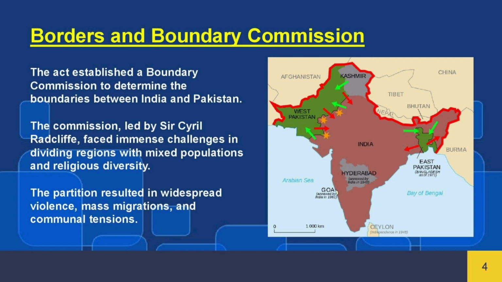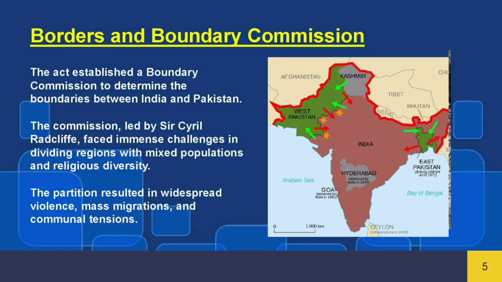Borders and Boundary Commission. The Act established a boundary commission to determine the boundaries between India and Pakistan. The commission, led by Sir Cyril Radcliffe, faced immense challenges in dividing regions with mixed populations and religious diversity. The partition resulted in widespread violence, mass migrations, and communal tensions.